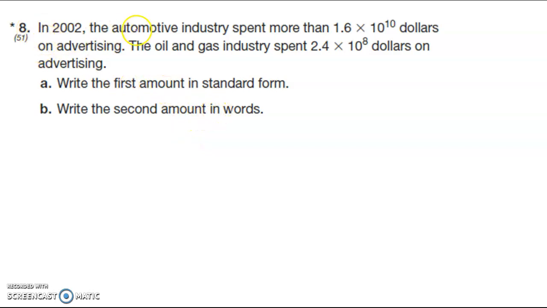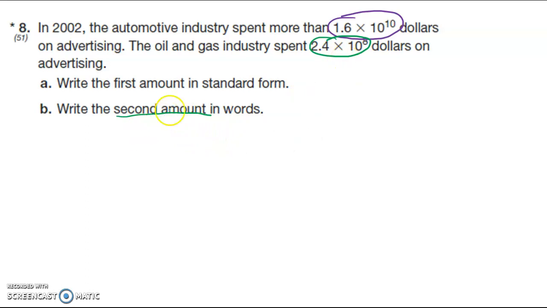So, in 2002, the automotive industry spent more than 1.6 times 10 to the 10th dollars on advertising. The oil and gas industry spent 2.4 times 10 to the 8th dollars on advertising. So the second amount should be in words, and the first amount in standard form.